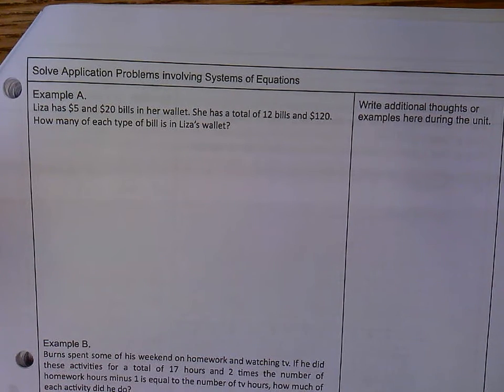Example A and B, so you just have them as a resource. But this is an application problem. It's not a super interesting one. You could get something that's a little bit more complex or relevant, but you get the idea.